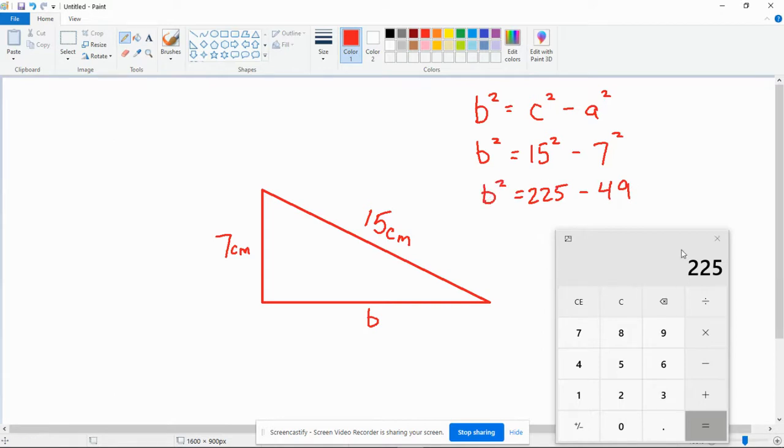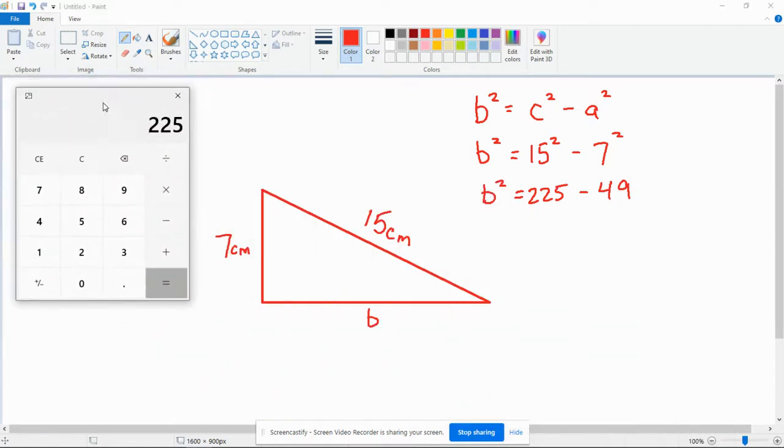Let me just move the calculator over here to a more convenient location on this computer screen. And let's do 225 minus 49. Now you might be able to do that in your head. Think about this, 225 minus 50 would be 175, and then plus one more, right? So B squared equals 176. Little math trick there, 225 minus 50 plus 1, right? We'll get you closer to 100, to get to the answer, 176.